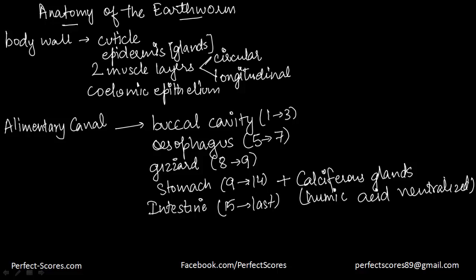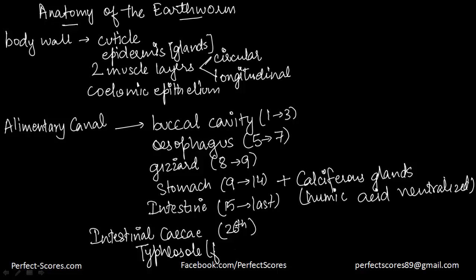And then there's a pair of short and conical intestinal cecae that project from the intestine on the 26th segment. That is known as intestinal cecae. These are conical in shape, and the characteristic feature of the intestine after the 26th segment is the presence of an internal median fold of the dorsal wall called typhlosole. This is a fold of the dorsal wall after the 26th segment.